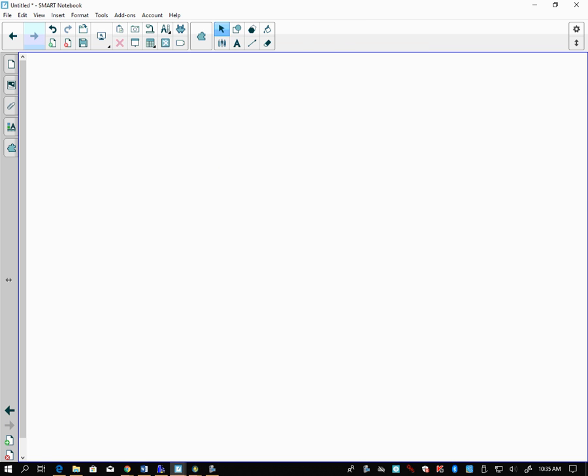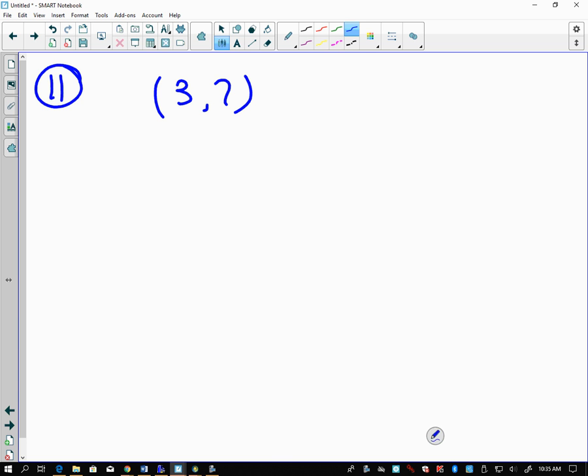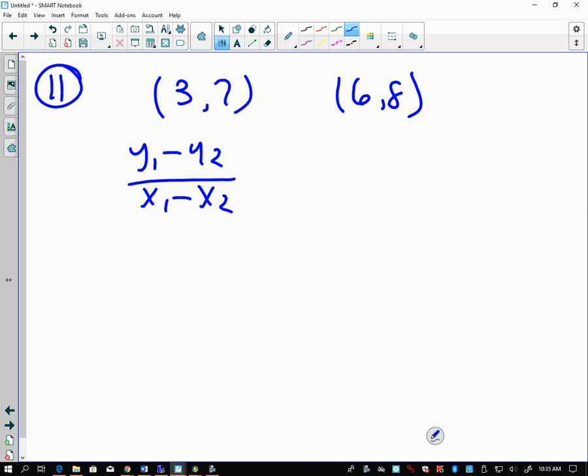11. Okay, at least you guys can get, if you study these, at least you can get above a 50%. All right, we want to write an equation in slope-intercept form. Let's say I have (3, 7) and (6, 8). Write an equation in slope-intercept form that passes through those 2 points. All right, well, the first thing I have to do is come up with a slope, right? So that's y1 minus y2 over x1 minus x2, right? This is x1, this is y1, this is x2, this is y2. That's going to give me my slope.